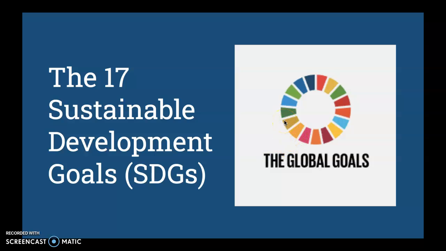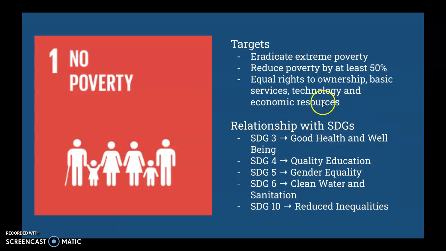So first we're going to look at the 17 Sustainable Development Goals, or the SDGs. Going through these, we're going to look at what the SDG name is. For this one it's no poverty, and the targets. The targets for no poverty are things like reduce poverty by at least 50%, equal rights to ownership, basic service, technology, and economic resources. And then the relationship with other SDGs.